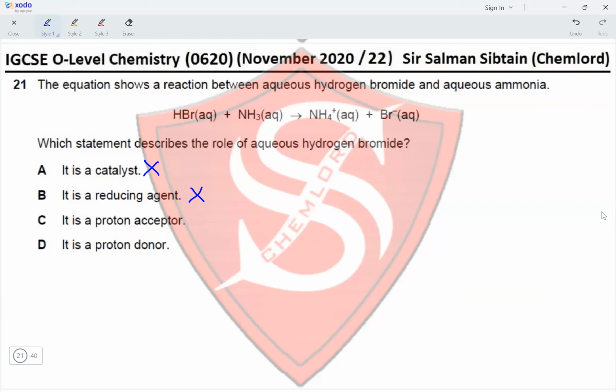No. On the reactant side, it is HBr, and on the product side, it is Br negative. It has lost its H positive ion. That means it is not a proton acceptor. In fact, it is a proton donor. Therefore, the correct option for this question is option D.